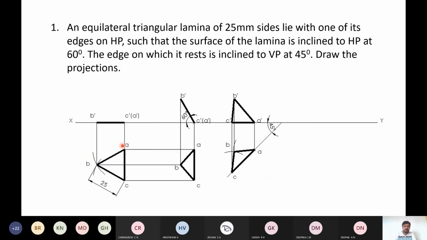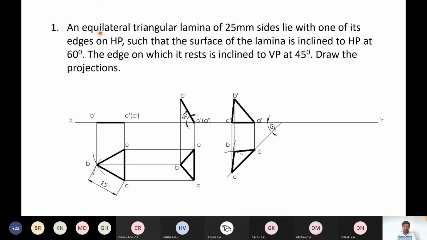Then what about the remaining? They are making some inclination such that the surface of the lamina is inclined to HP at 60 degrees. So the surface is making an inclination of 60 degrees. There are three edges. Out of three, one of the edges is resting on HP. That resting edge is inclined to VP at 45 degrees. Draw the projections. Okay, this is the given condition.